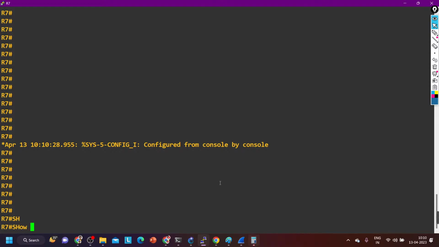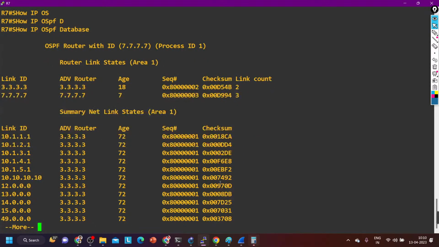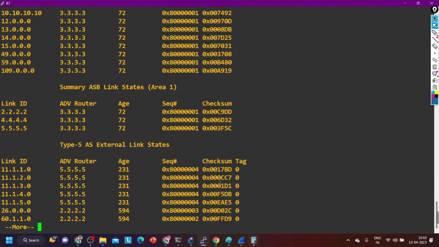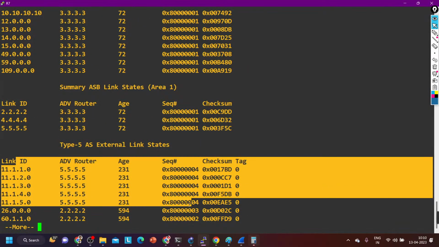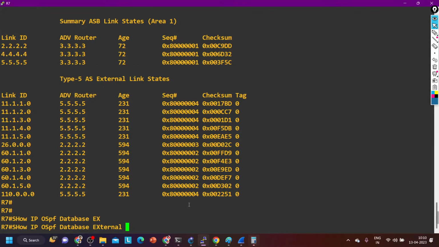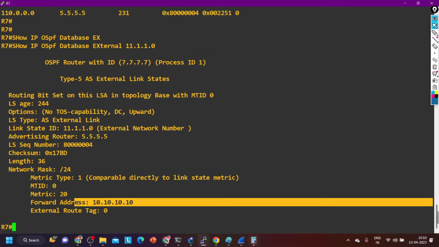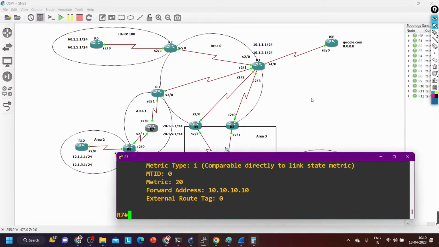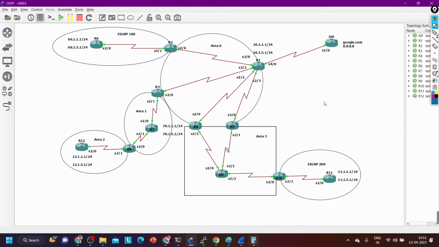And now, show ip ospf database. Are you able to see the LSA 5 over here? If you want to open it in detail, show ip ospf database external 11.1.1.0. What is the forwarder address? 10.10.10.10. Done, Vicky? Yes, sir.